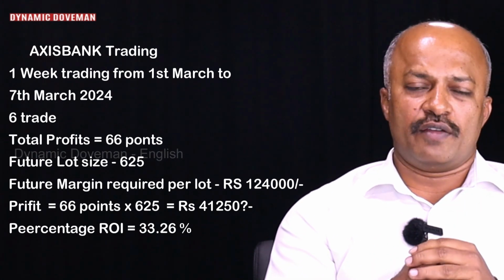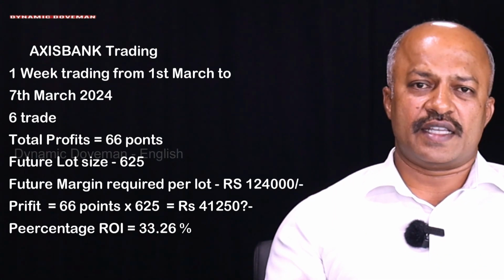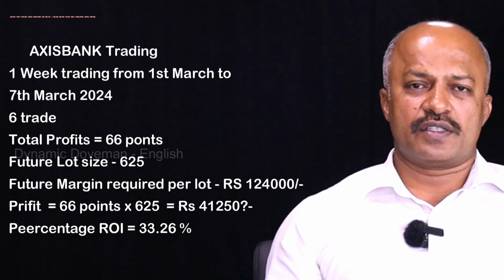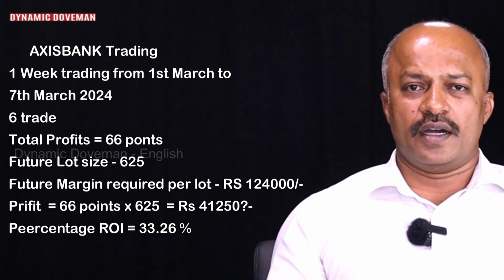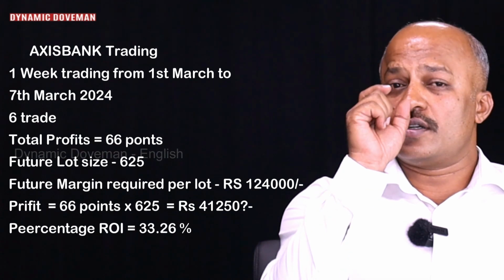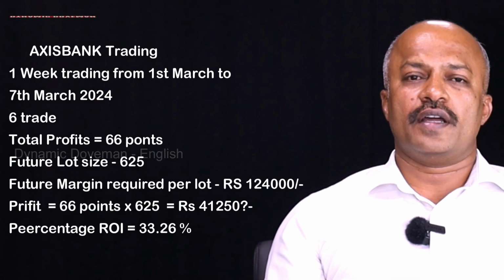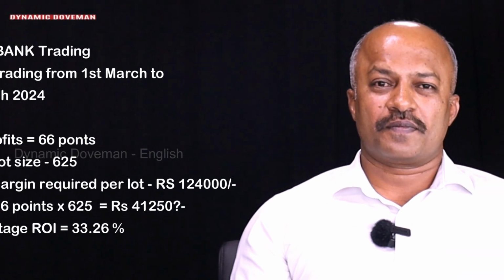So on 1,24,000, in these many trades, 66 points, 625 is the lot size. What is the profit earned? It is 41,250 rupees profit earned with a single lot. So on this margin of 1,24,000, we are talking about almost 33% profit in just 1 week, 6 trades in Axis Bank. So this is the benefit of trading as per the Dynamic Superpower Trading method.